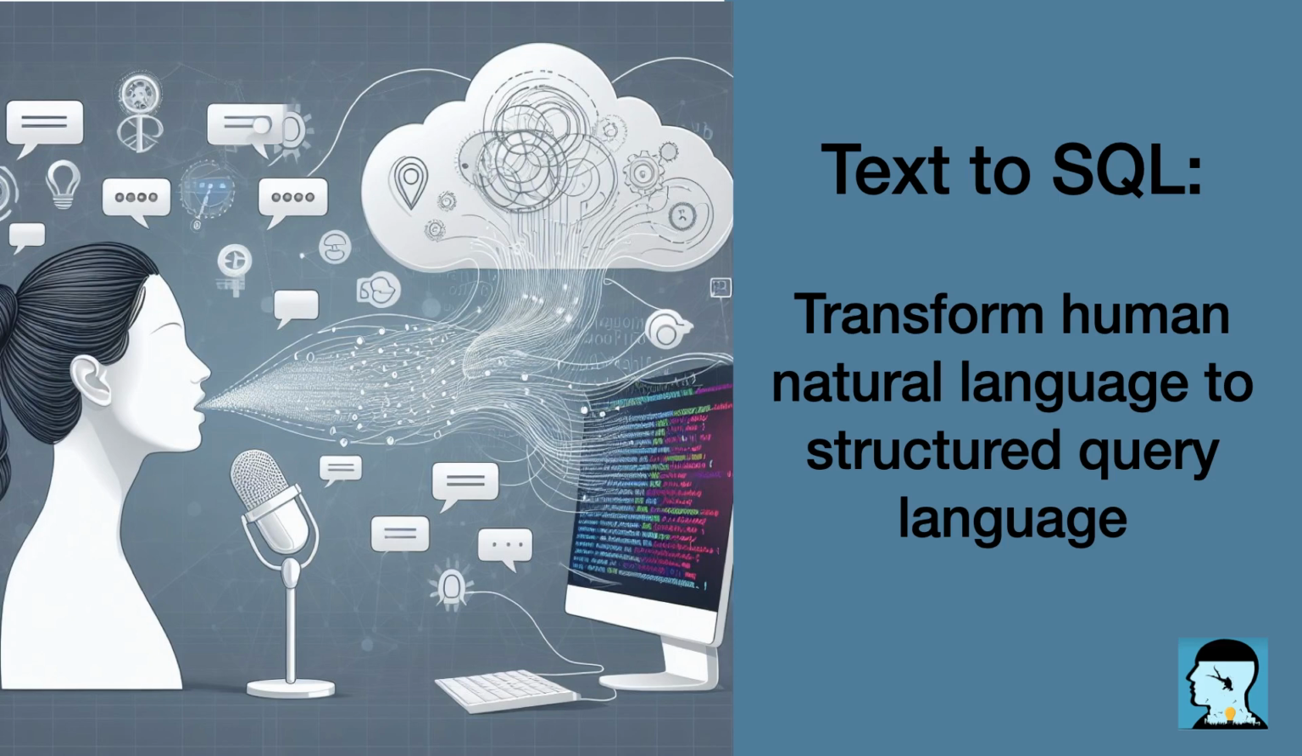Can you explain the concept of text-to-SQL and its importance in database interactions? Text-to-SQL is a technology that allows us to translate human language queries into structured query language, SQL, which is the language used to communicate with databases. It is like having a translator that can understand what we say in normal language and convert it into a language that databases can understand.